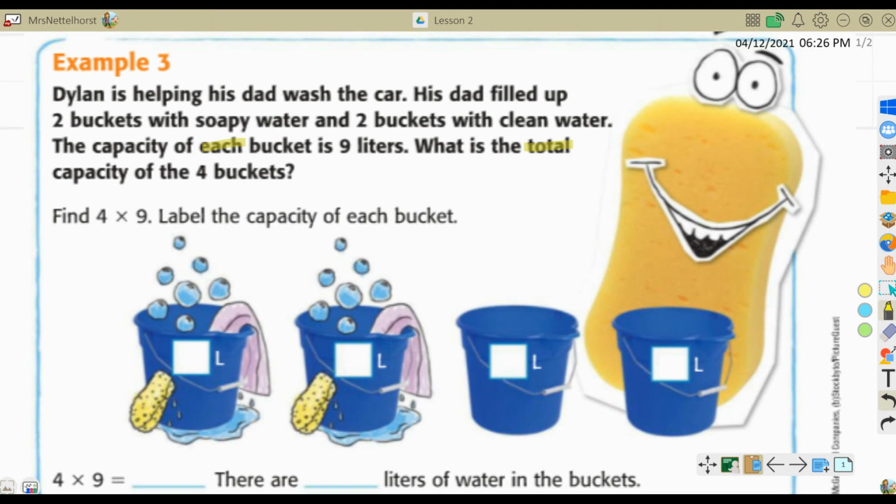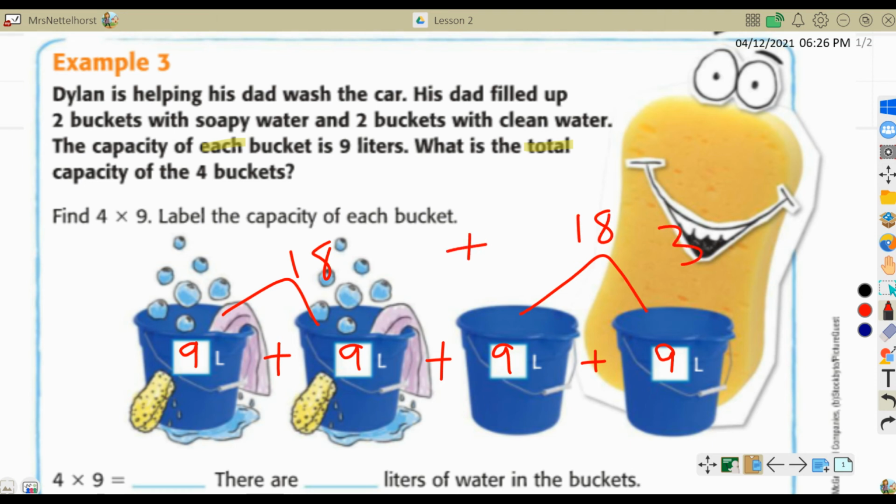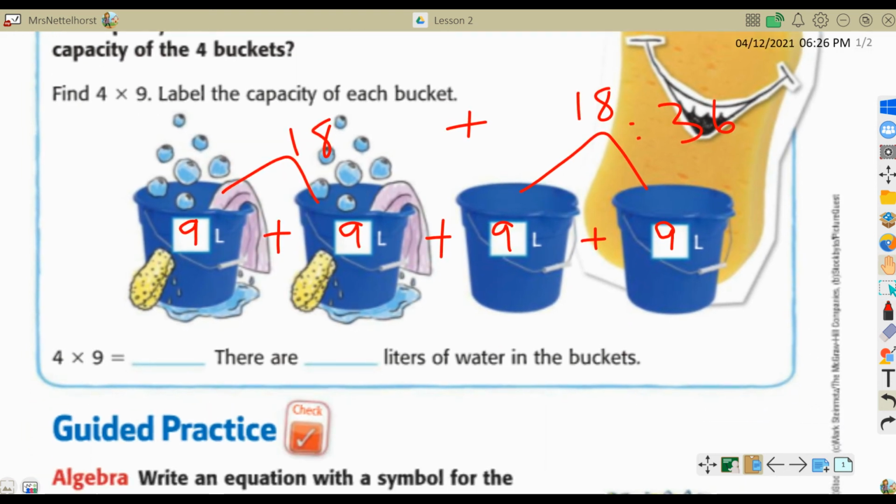So it says find 4 times 9, label the capacity of each bucket. So let's go ahead and do that. We know that each bucket has 9 liters in it. And so here's where you could use repeated addition. 9 plus 9 plus 9. These 2 are 18. These 2 are 18. And if you add 18 plus 18, it equals 36. So let's go down here. 4 times 9 equals 36. There are 36 liters of water in the buckets.